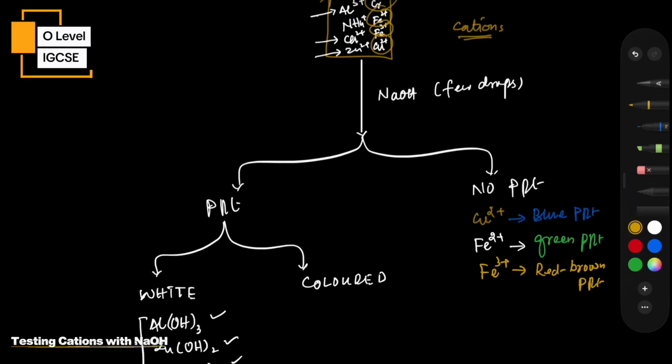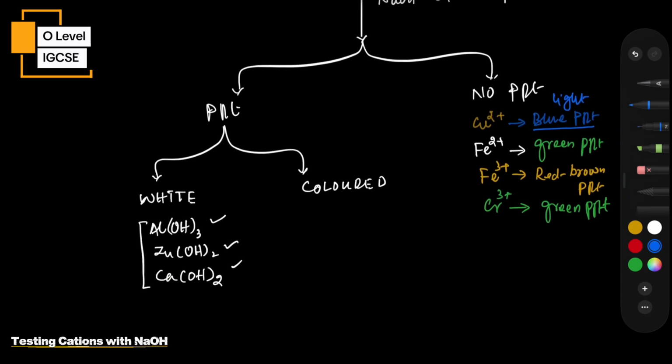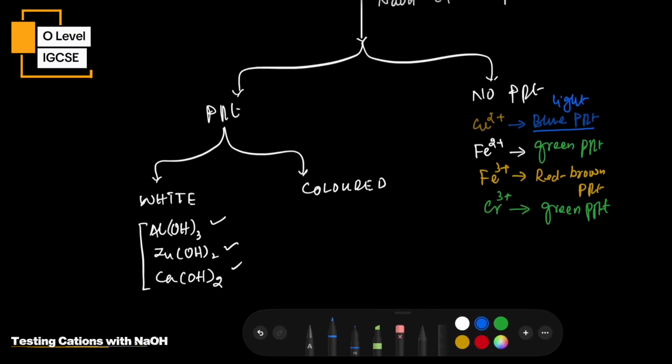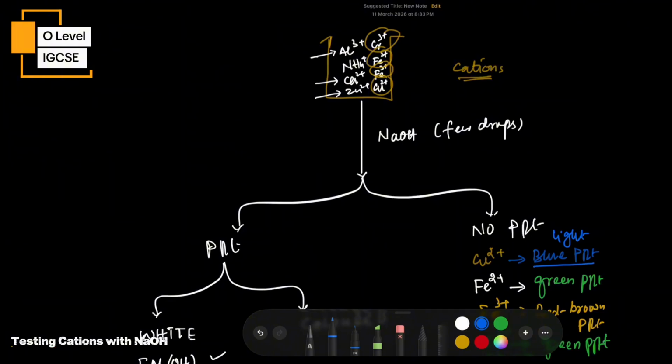And the last one, the fourth one, is chromium, Cr3 positive ion. If present, the precipitate formed will be a green precipitate. The precipitate of copper is said to be a blue precipitate, or it may be known as a light blue precipitate. So that is the first step basically, in which you add a few drops of NaOH.